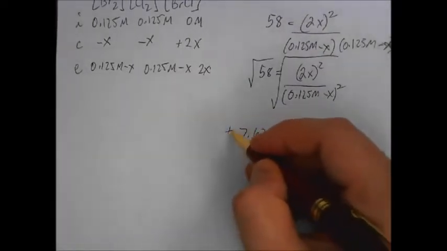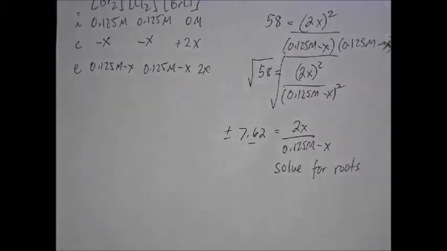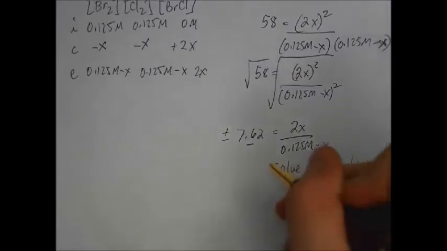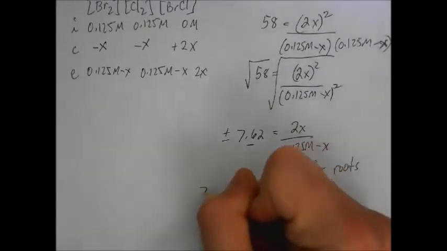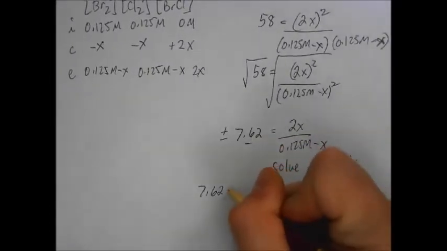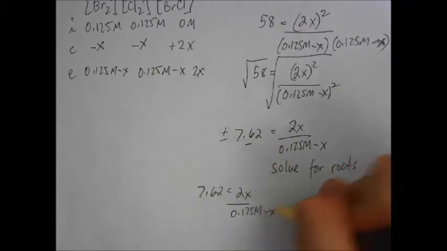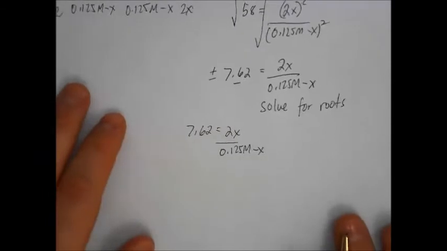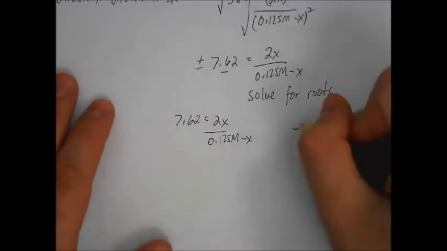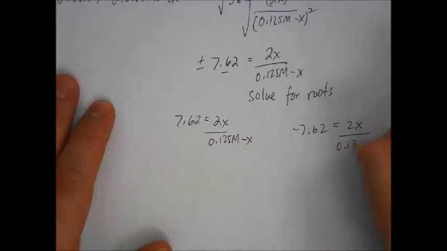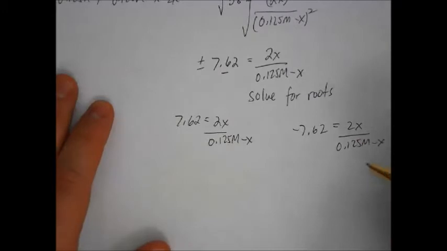And to do that, we're going to have to put a plus or a minus there. So let's do both of those. We're going to set those up. So in one case, we have positive 7.62 is going to equal 2x divided by 0.125 molar minus x. And we're going to have negative 7.62 is going to equal 2x divided by 0.125 molar minus x.